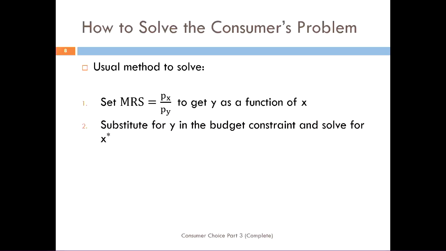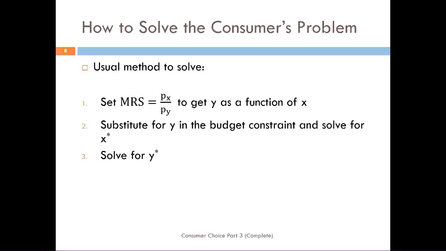If you get y as a function of x, then substitute for y into the budget line. Where you see the y in the budget line, put the function instead. Right? So you eliminate the y, and now your budget line only has x's in it. One equation, one unknown, x, you can solve out. Okay? So you solve for x. Once you get x, plug it into your function, and you can solve out for y.